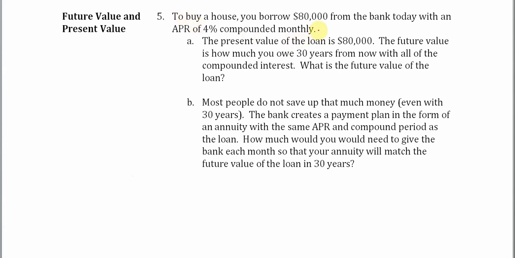To buy a house, we borrow $80,000 from the bank today with an annual percentage rate of 4% compounded monthly. So the present value of the loan is 80,000 and the future value is how much we would owe in 30 years with all of the compounded interest. So first things, let's calculate the future value of the loan.